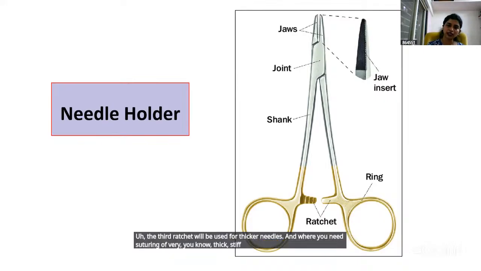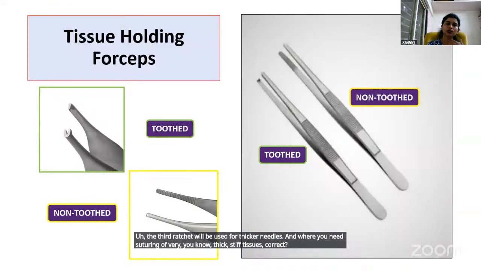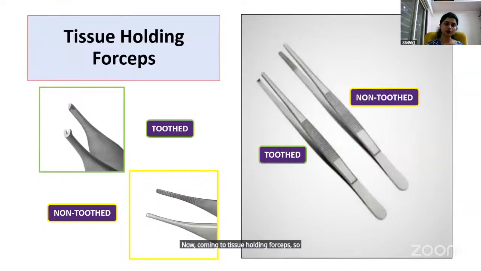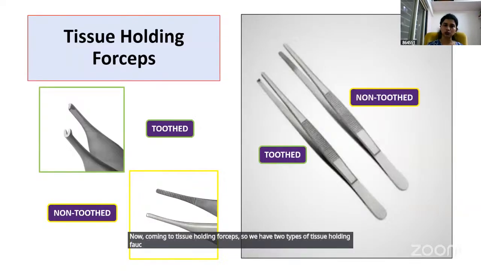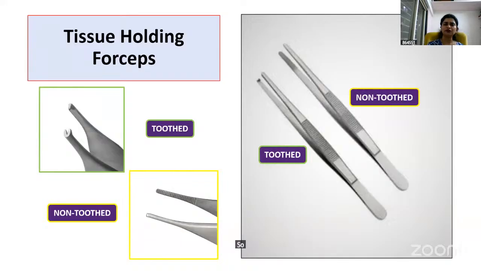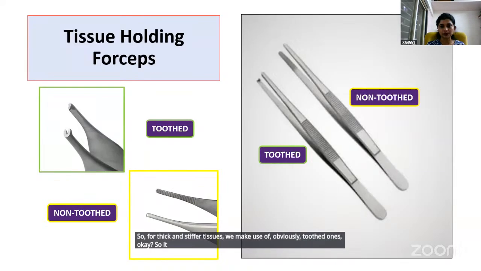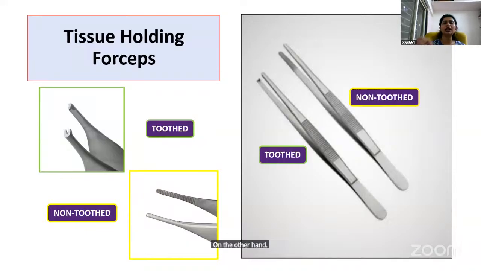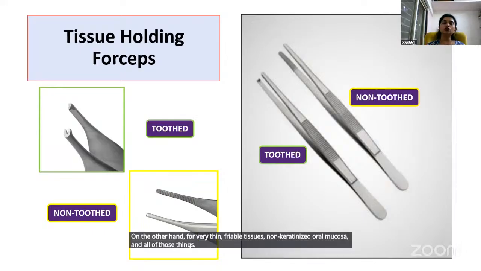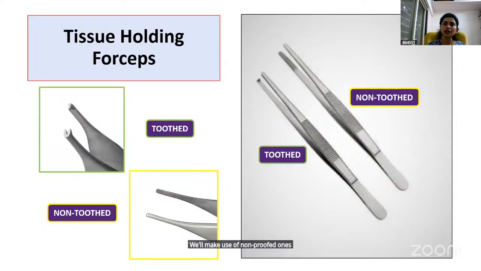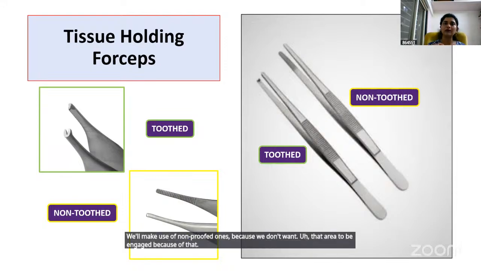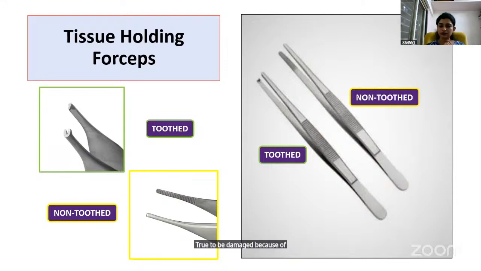Now coming to tissue holding forceps, we have 2 types, toothed and non-toothed. For thick and stiffer tissues, we obviously make use of toothed ones, so it becomes easy for us to grasp. On the other hand, for very thin, friable tissues, non-keratinized oral mucosa and all of those things, we'll make use of non-toothed ones, because we don't want that tissue to be damaged by our toothed forceps. Okay, I hope it is clear.